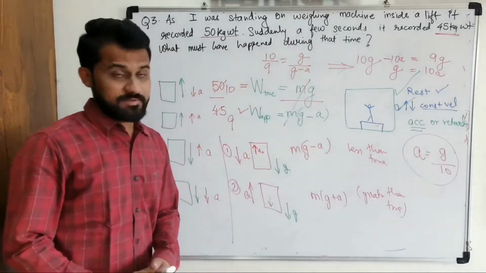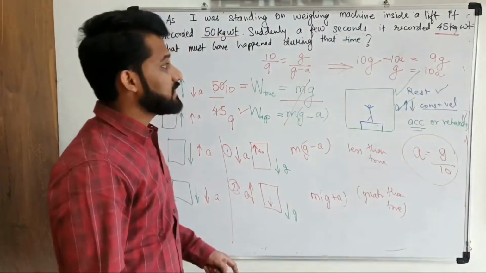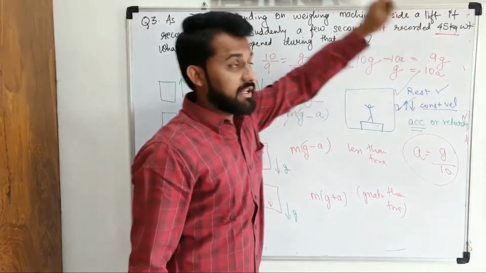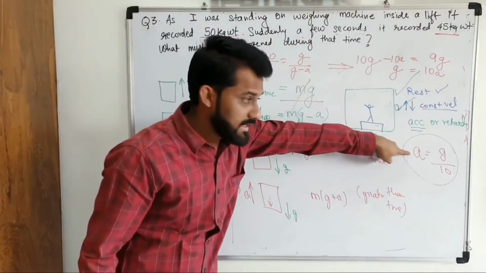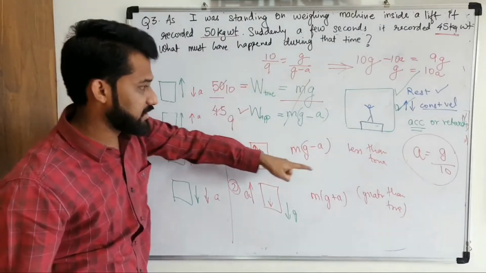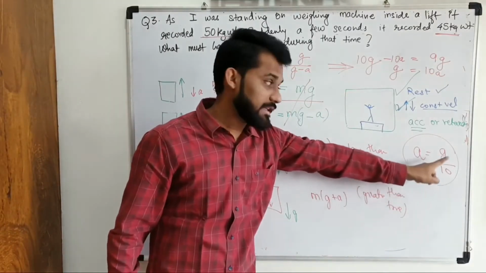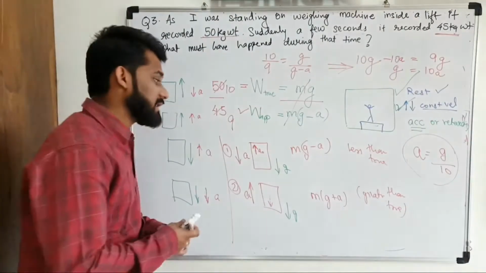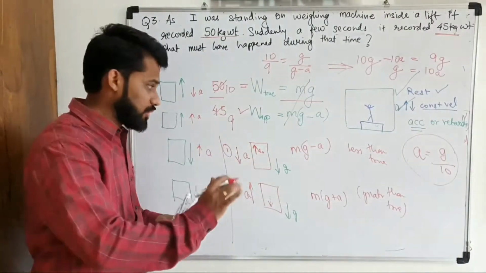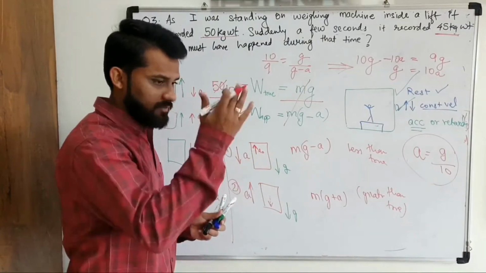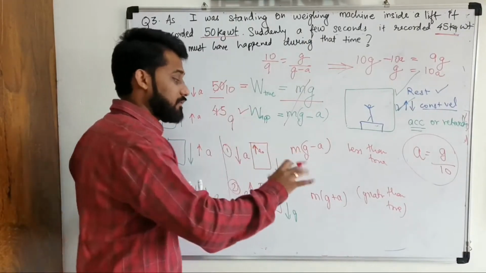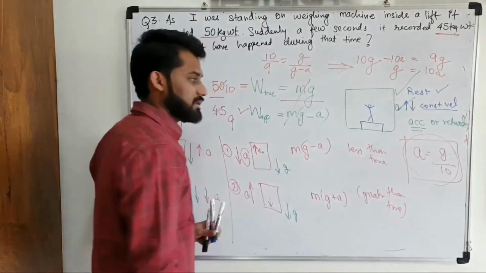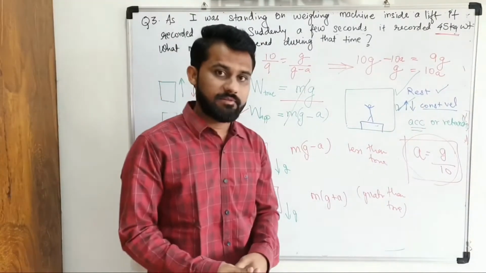So the final answer for this question is yes, the change in the weight is because the lift is accelerated downward with the acceleration of g by 10, one tenth of gravity. In this question, the answer should not be that the lift is moving down with acceleration. No, the lift could be moving in any direction, upward or downward, we are not sure. But the lift was accelerated downward, and the answer is the lift is accelerated downward with g by 10.